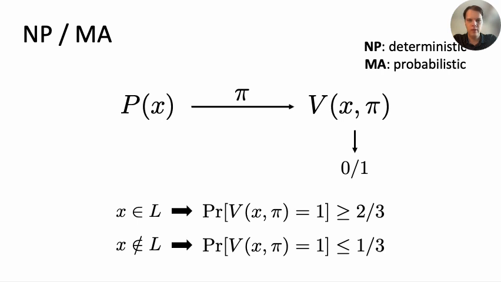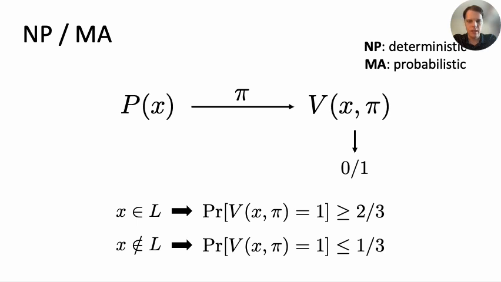Here we have a prover that takes as input an instance X and sends a proof pi to the verifier, who then accepts or rejects. The case of NP corresponds to deterministic verifiers, and the case of MA corresponds to probabilistic verifiers. Here, P is computationally unbounded.